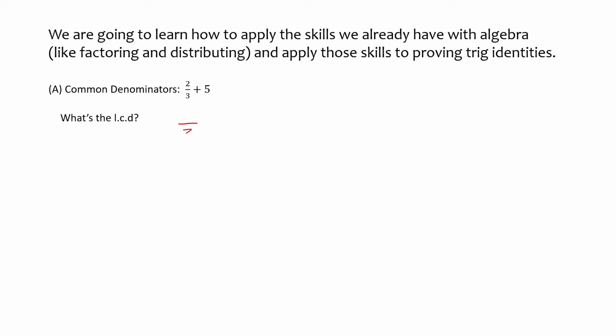So 2/3 is already over a 3, that's okay, but I need to convert 5 to something over 3. So 5 is already over an invisible 1. So whatever I do to the bottom, which is multiply by 3, I have to do to the top, multiply by 3. I get a 15. So now I can add them because they have a common denominator.